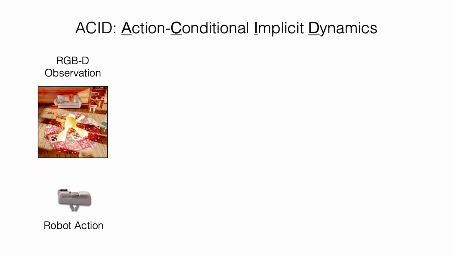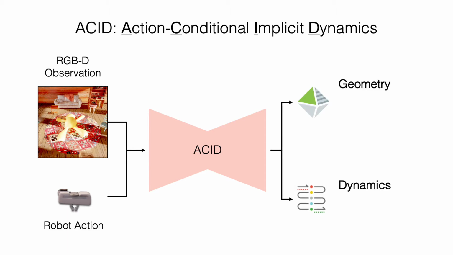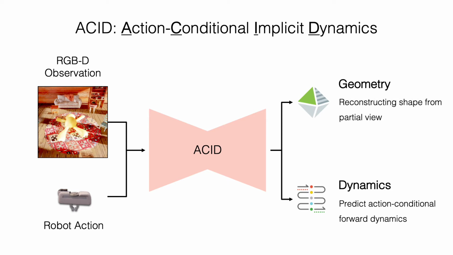To tackle challenges of partial observability and complex nonlinear dynamics, we introduced ACID, Action-Conditional Implicit Dynamics. ACID takes as input the RGBD observation and the action and predicts the geometry and the dynamics of the object. It reconstructs 3D shapes from partial view and predicts action-conditional forward dynamics.